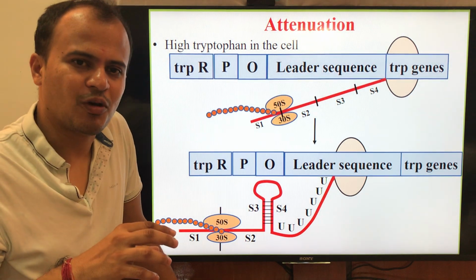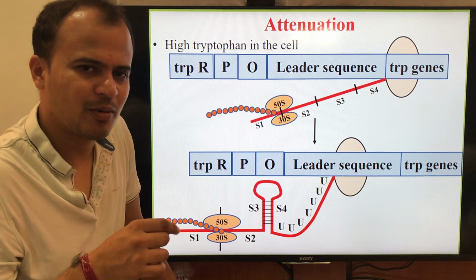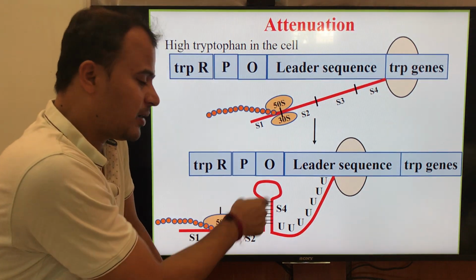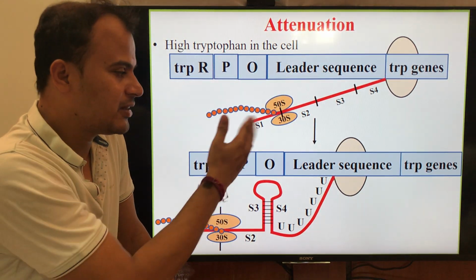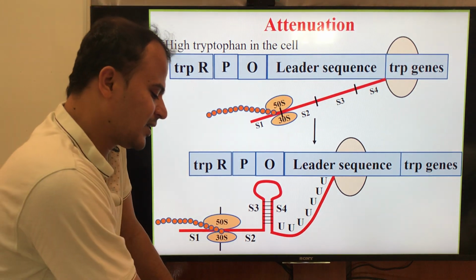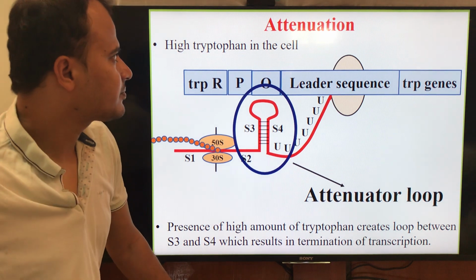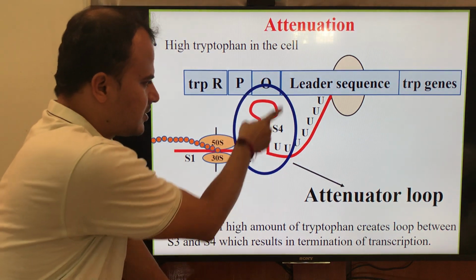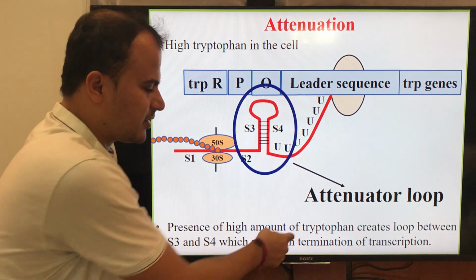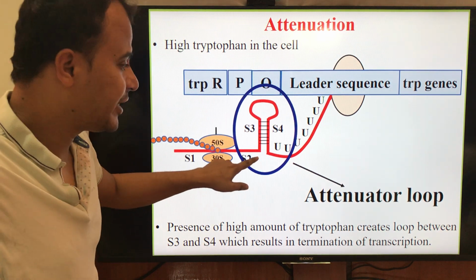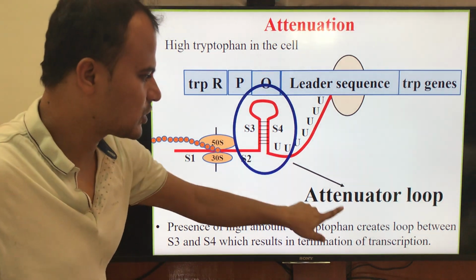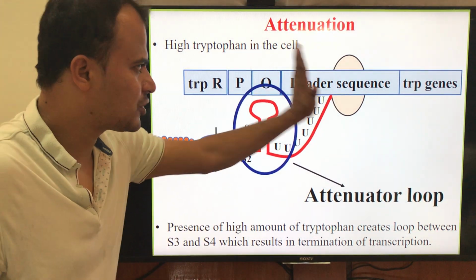After getting to know this, you may get a question: what if there is low tryptophan in the cell? How or why is this stem loop structure not attenuating the movement of the RNA polymerase? The question will be answered like this. So you got to know that this is the S3 and S4. There is a formation of the stem loop structure followed by 7 uracil residues. This is also called the attenuator loop. The stem loop structure formed between S3 and S4 is called the attenuator loop, which stops the movement of the RNA polymerase.